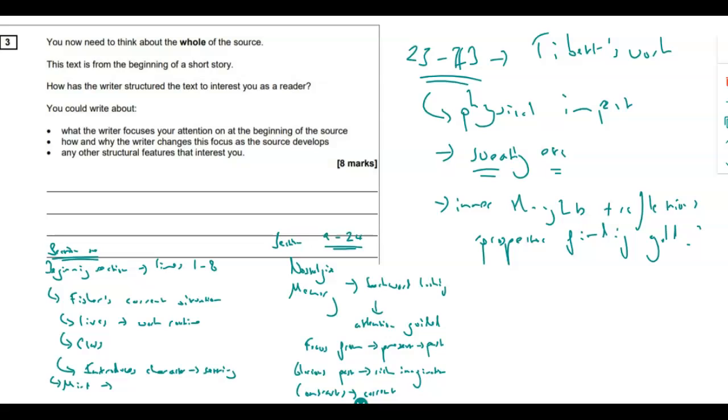So that is what you do for these structure questions. You break the source down into usually 2 to 4, maybe 5 sections, and you discuss how your attention is shifted and how the focus of the passage shifts throughout. So hopefully you found that useful.